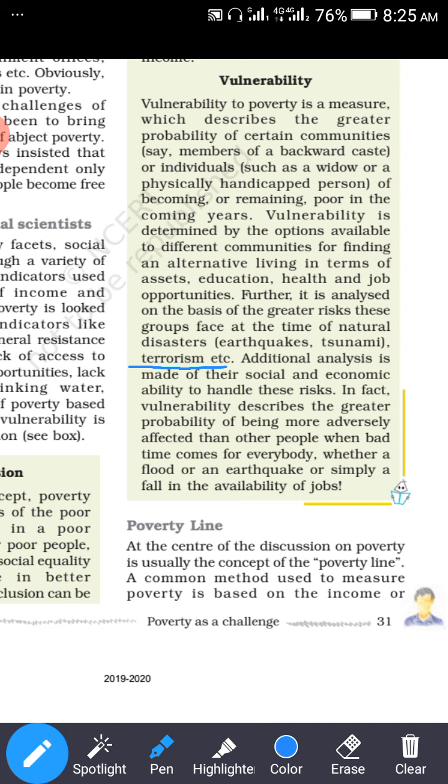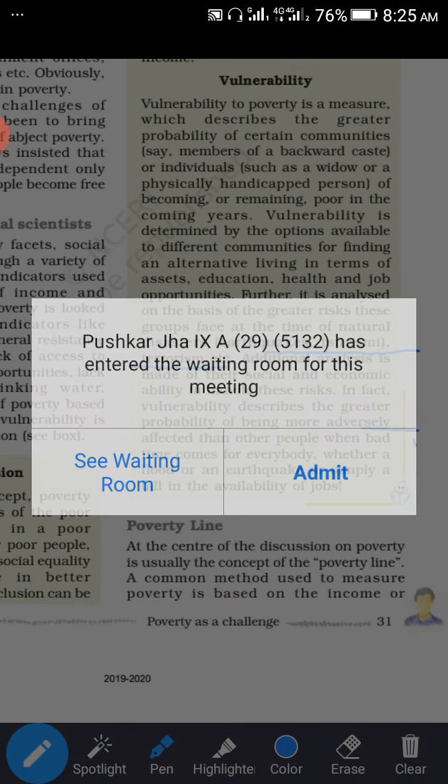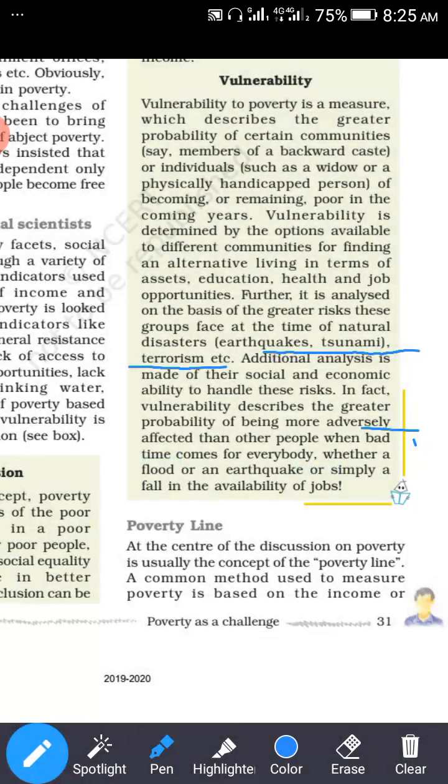You also have the idea of Odisha or Tamil Nadu, where the people suffered with the tsunami. And in Bihar, why do the people suffer? Because of the flood. So vulnerability describes the greater probability of being more adversely affected than other people when bad times come for everybody, maybe the rich or the lower status or the poor. So a flood or an earthquake or simply a failure in the availability of jobs.